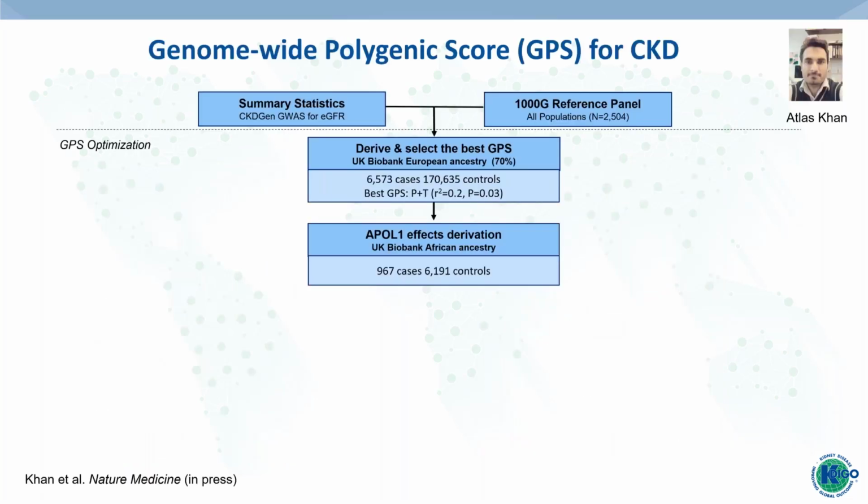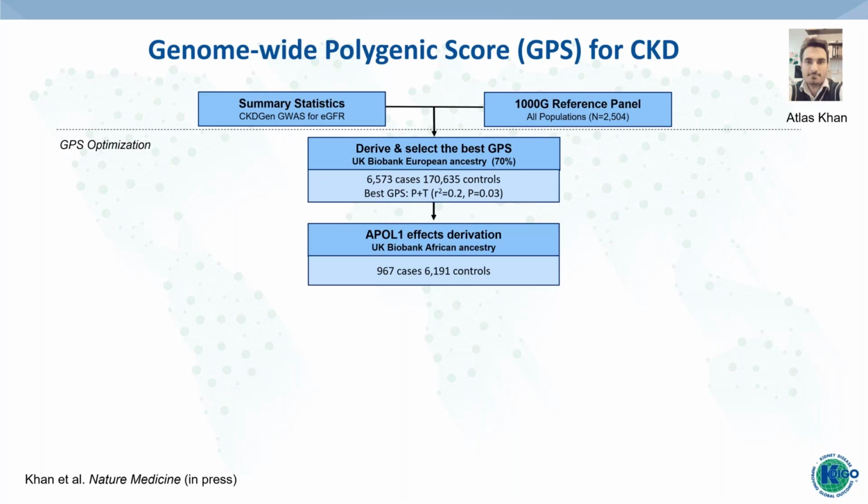So finally, in the last part of the talk, I wanted to mention the work that we've done on modeling polygenic risk for chronic kidney disease, specifically as it relates to nephrology. This is the work performed by Atlas Khan, who's a PhD scientist and computational scientist in my lab. And this work was performed in collaboration with the Electronic Medical Records and Genomics Consortium.